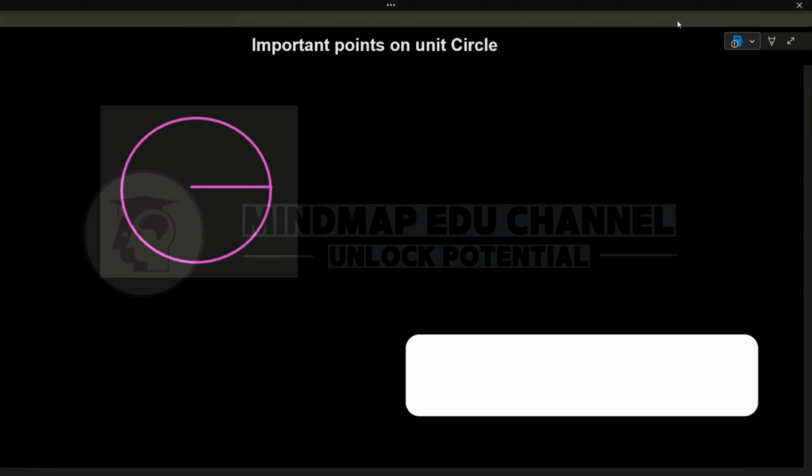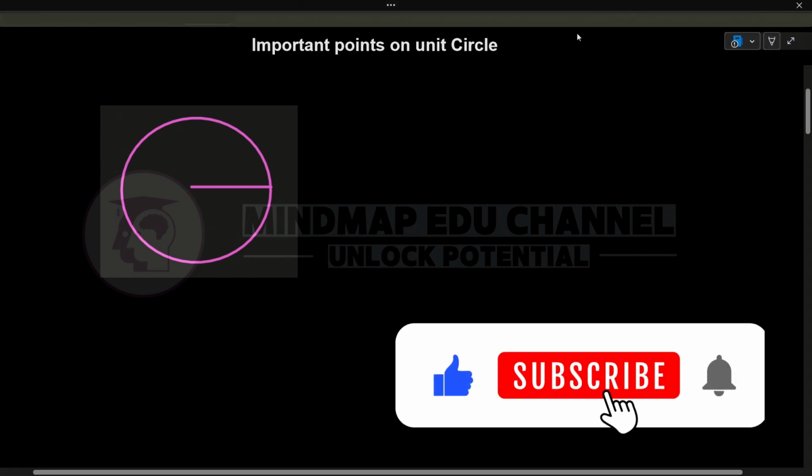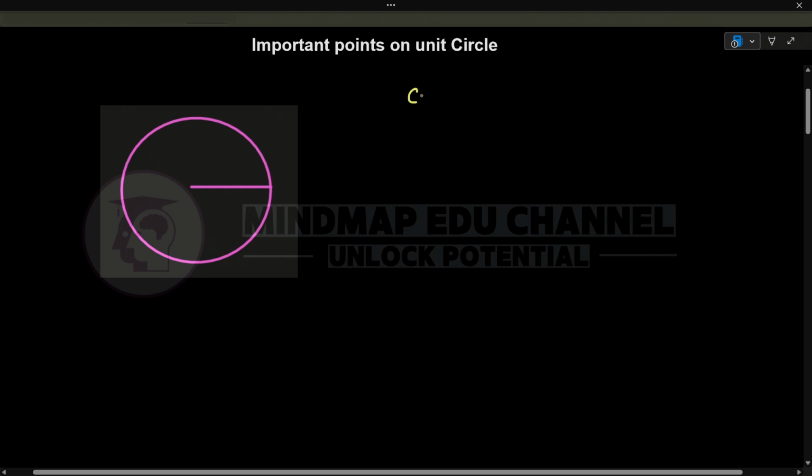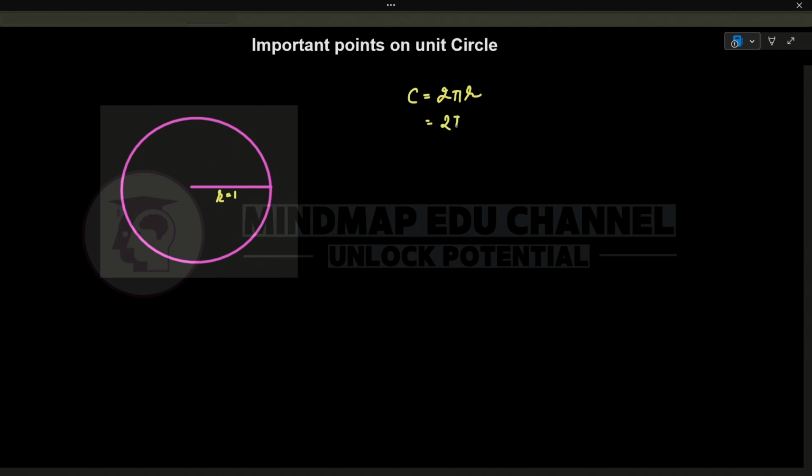In today's class, we will learn the important points on unit circle. Now, the circumference of a circle is given as C is equal to 2 pi r, where r is the radius, that is equal to 1 unit, then 2 pi 1, and thus the circumference is equal to 2 pi. So now we have a circumference here, that is 2 pi. So this is 360, and the circumference of the circle is 2 pi.